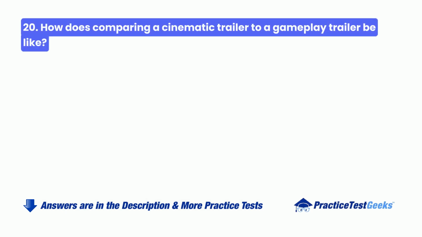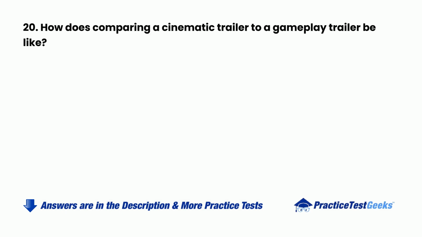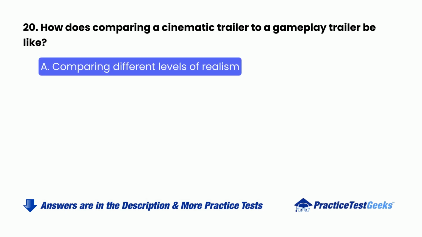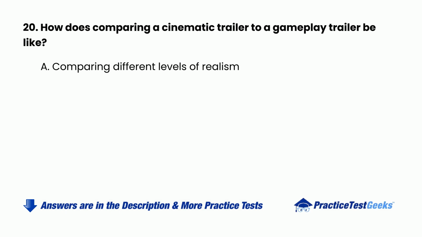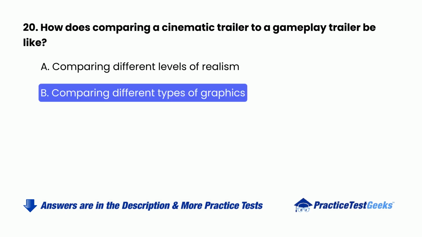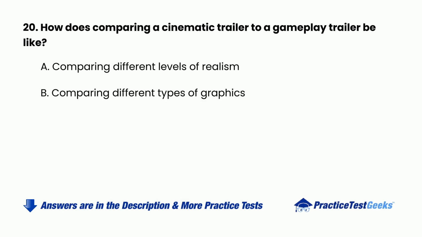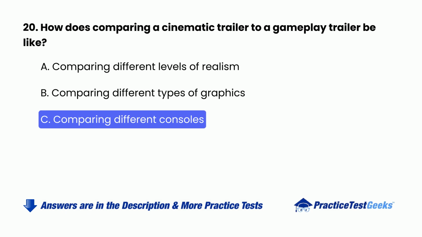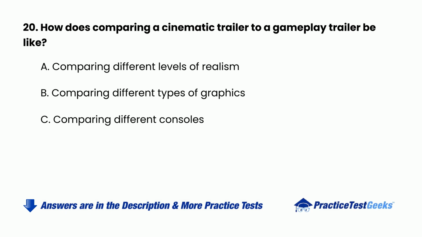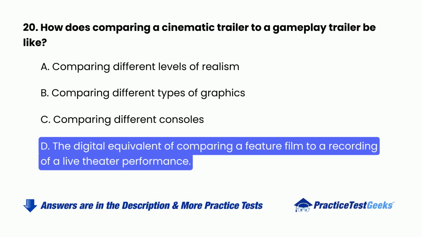20. How does comparing a cinematic trailer to a gameplay trailer be like? A. Comparing different levels of realism. B. Comparing different types of graphics. C. Comparing different consoles. D. The digital equivalent of comparing a feature film to a recording of a live theater performance.